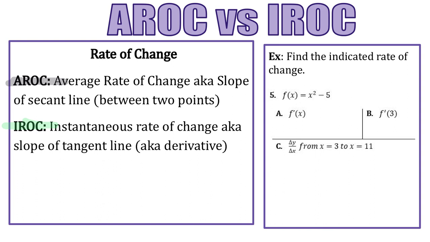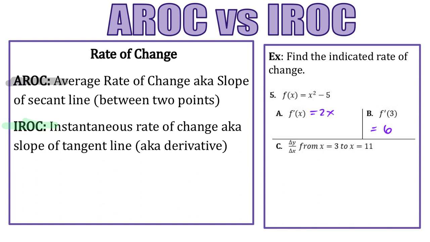So if you're being asked to find the rate of change between two x values, you're being asked about the average rate of change or the slope of the secant line. If you're being asked for the instantaneous rate of change, you're being asked for the derivative. So if we look at this example over here, number 5, and we take the derivative of x squared minus 5, using the power rule, x squared is going to become 2x, and -5 is going to become 0. So there's our derivative as a function. If we plug in 3, which is what B is asking us to do, we're going to get 6.